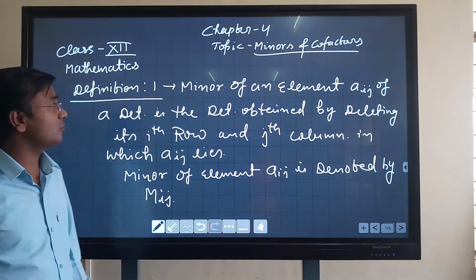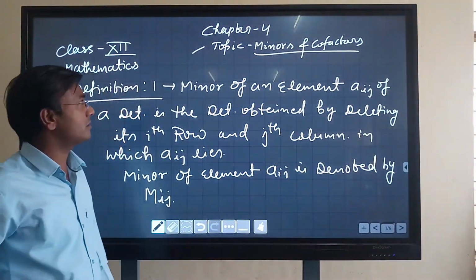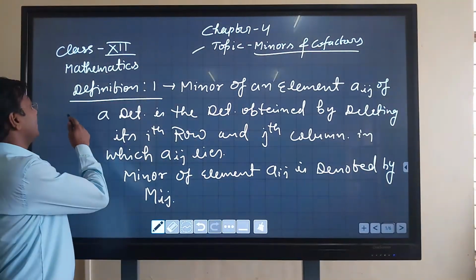Good morning students. So today we are going to discuss the next topic of chapter 4, that is minors and cofactors. Okay. So let's see the definition.